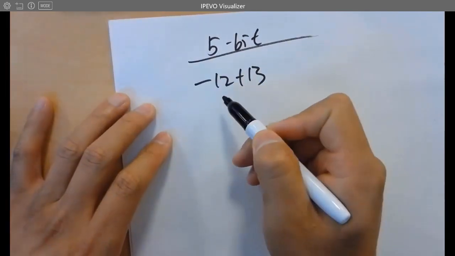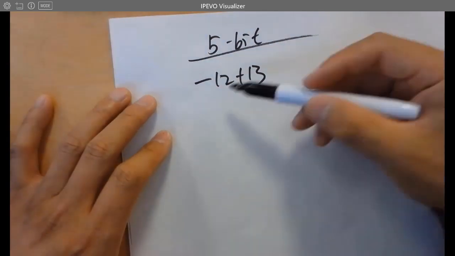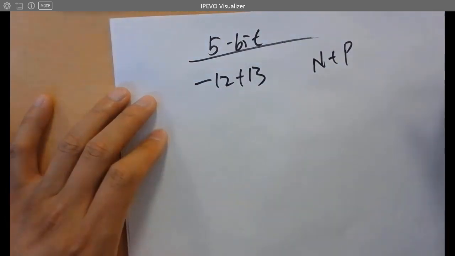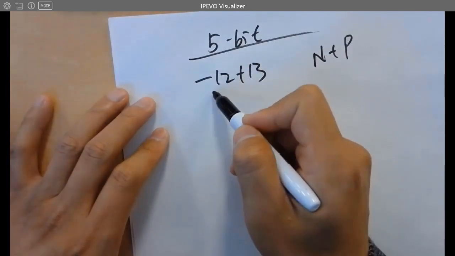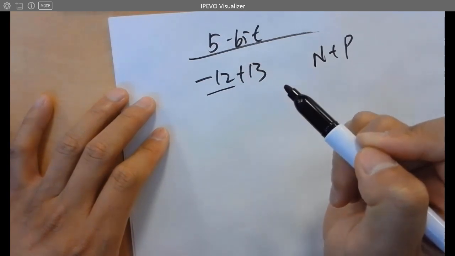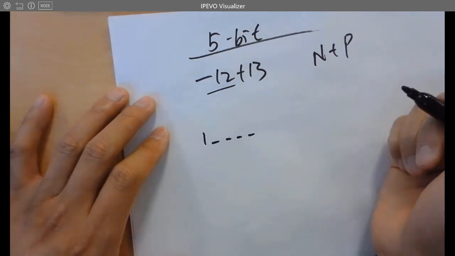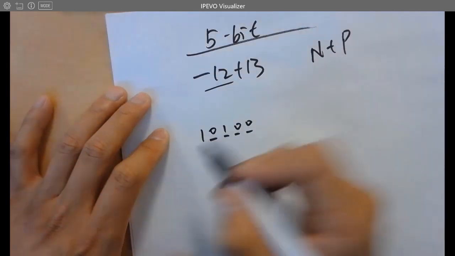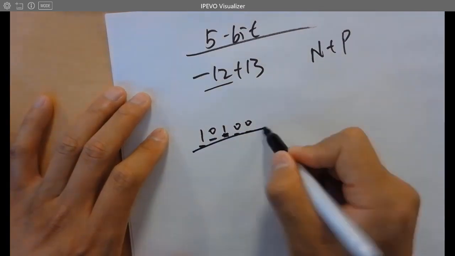Wait, at least you know there's no overflow, right? Because N plus P is not in any of the categories, right? So no overflow at all. But what's the result? So in the 5-bit system, let's see what the minus 12 looks like. You need minus 16 plus 4. So here's minus 16 plus 4, right? 5-bit. 5 bits, we're done.